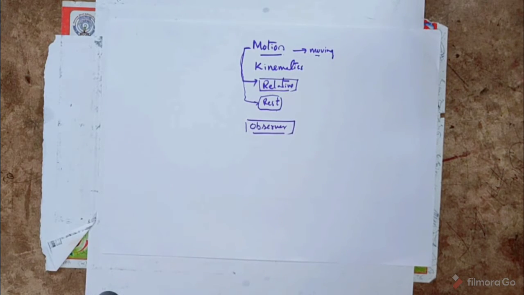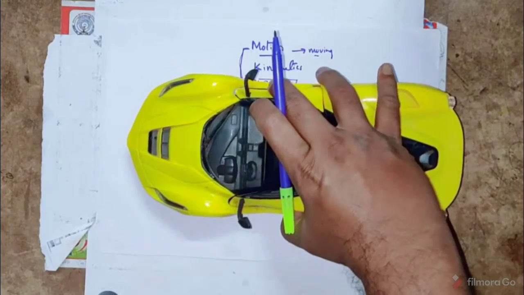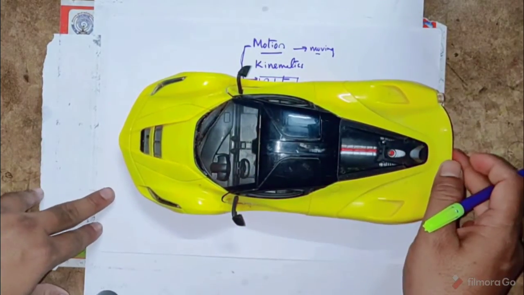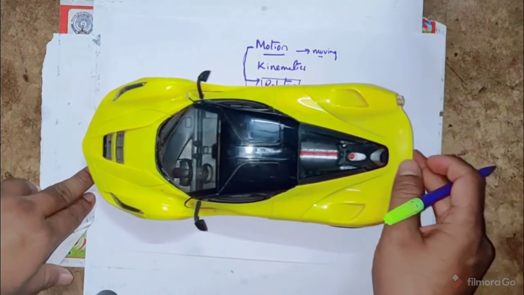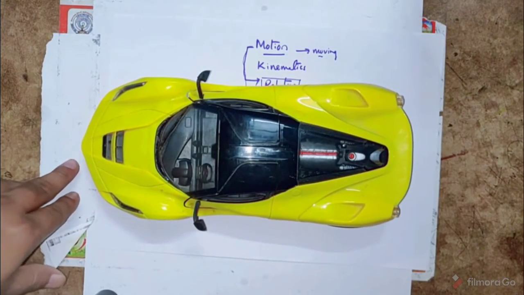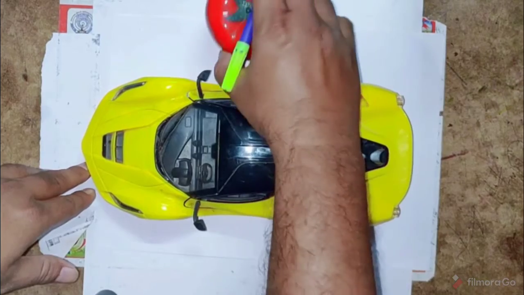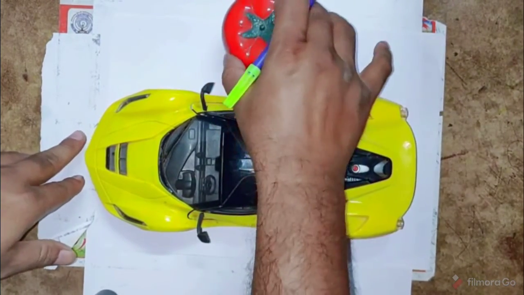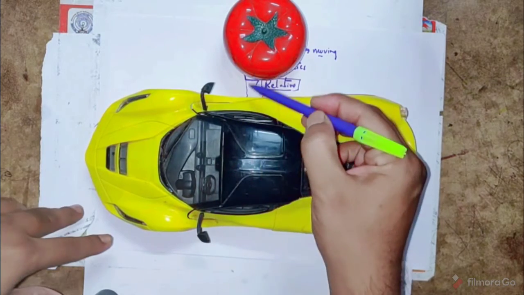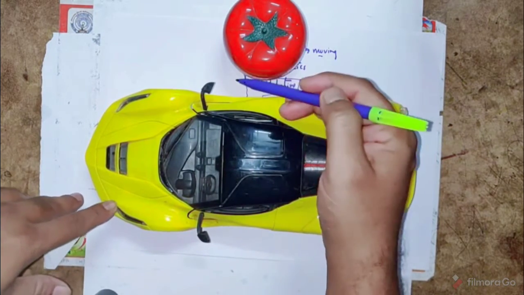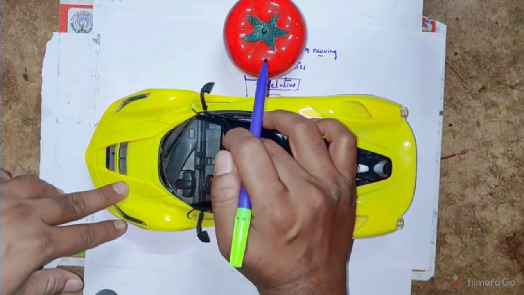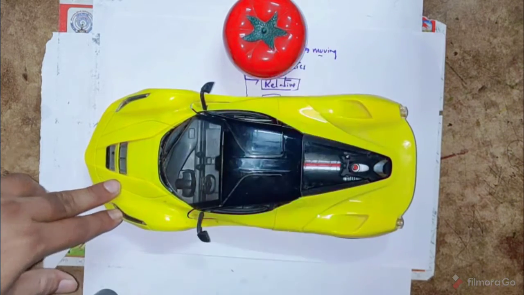For example, here a car is going like this. Inside the car, there is a driver. On the roadside, I am keeping a small toy, a tomato. To this driver, the tomato appears to be on the right.